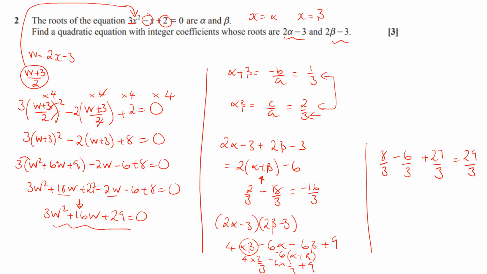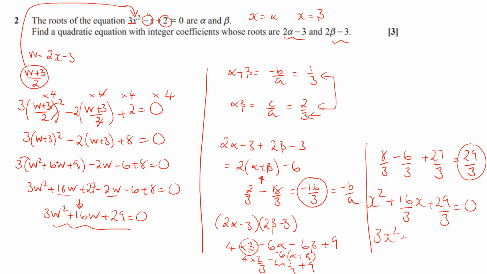So the sum of the new roots is going to be minus 16 over 3. The product of the new roots is 29 over 3. So they can just go into our quadratic, which is x squared equals minus b over a. So we have got plus, we need to change that sign, 16 over 3 x plus 29 over 3 is equal to 0. And then just times by 3 and we will get the same answer.